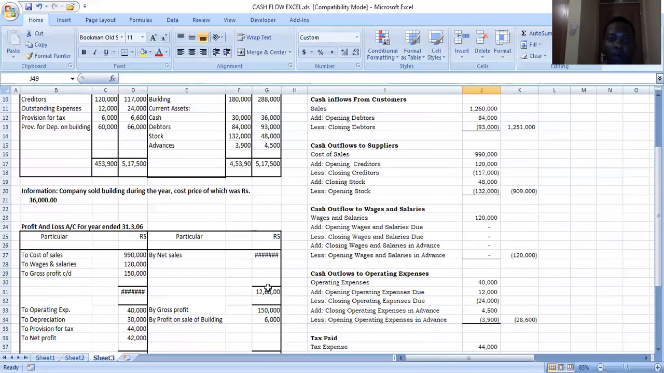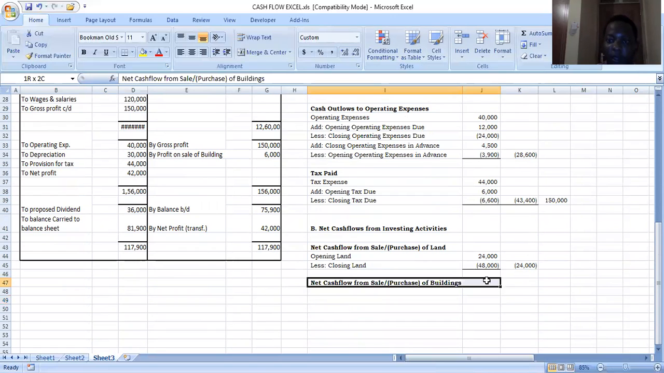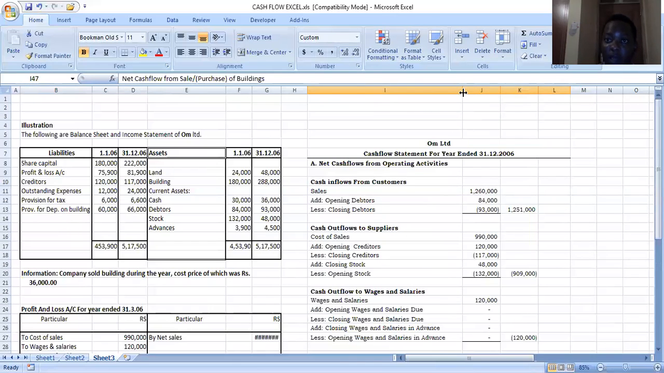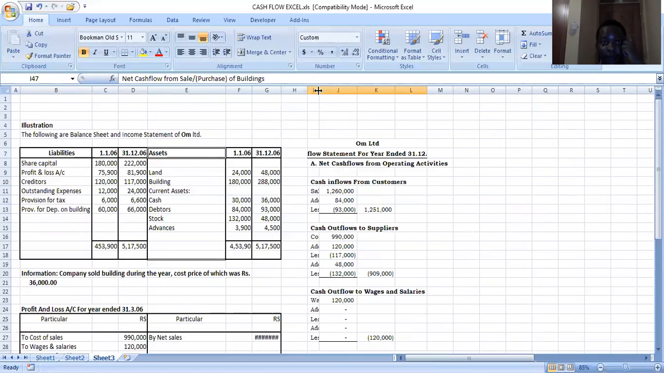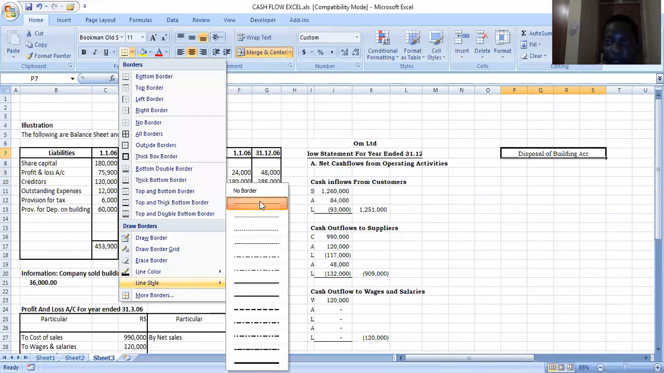So in our case, to determine whether there was a purchase or sale of buildings, we need to relook at those accounts that will be affected. That is a disposal of asset account. So you open the various accounts affected. So you have the disposal of buildings. It's an account that is being opened to account for the building that is being sold. So you open an account for buildings.